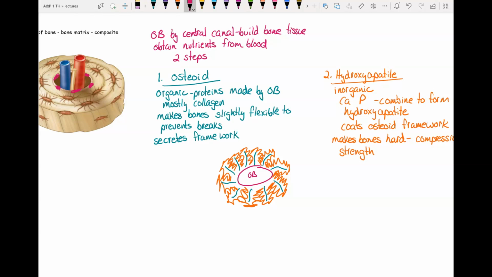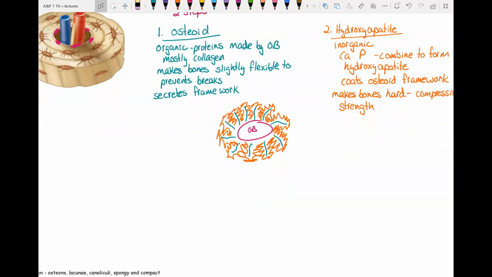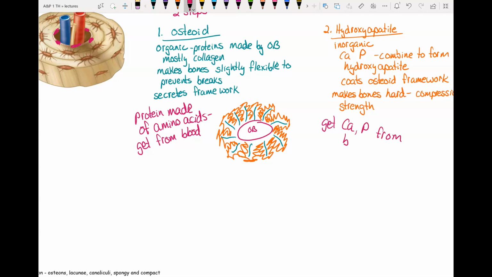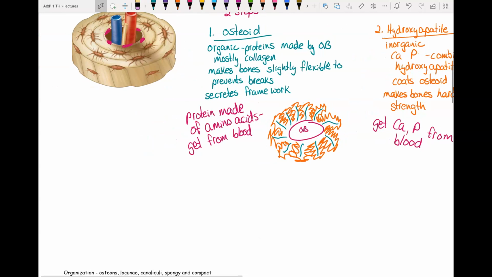So the whole idea of being by the blood is because osteoid is protein. We know that protein is made of amino acids. So if this cell is going to make protein, it has to get amino acids from your blood. And remember, the way the amino acids got in your blood was that you ate protein and digested it. And then if you're going to coat this in calcium and phosphorus, those also have to come from the blood. So forming new bone tissue occurs by the central canal because that's where you have access to the blood to get the nutrients.